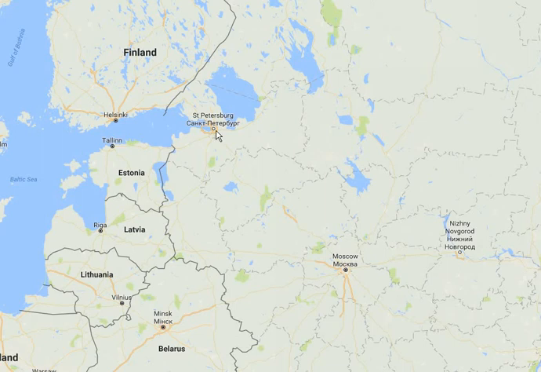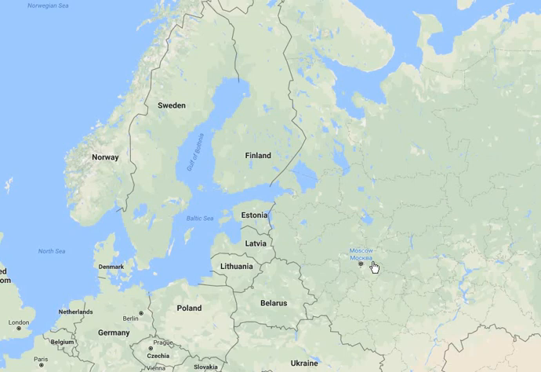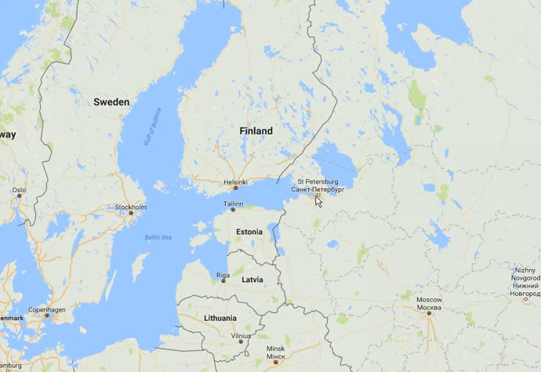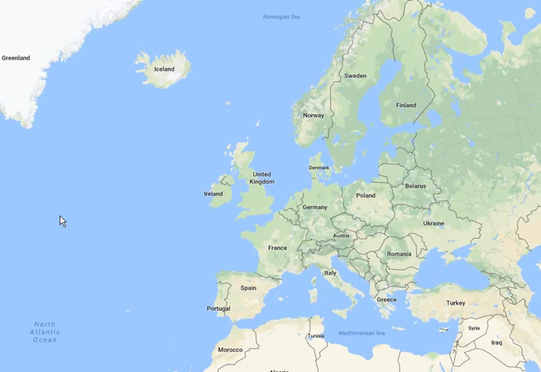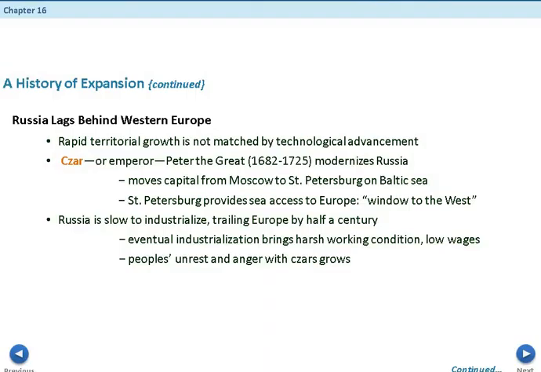If you've got your capital in Moscow, it's going to be a little bit more difficult to get onto the water. Transportation is less likely. Trade is a little bit harder. And so at this time, Russia moves their capital to St. Petersburg, which gives them access to the Baltic Sea, which gives them access to the North Sea, which of course gives them access to the Atlantic Ocean. All of this happens because they move the capital to St. Petersburg, and it tries to modernize things. They call it the window to the West.